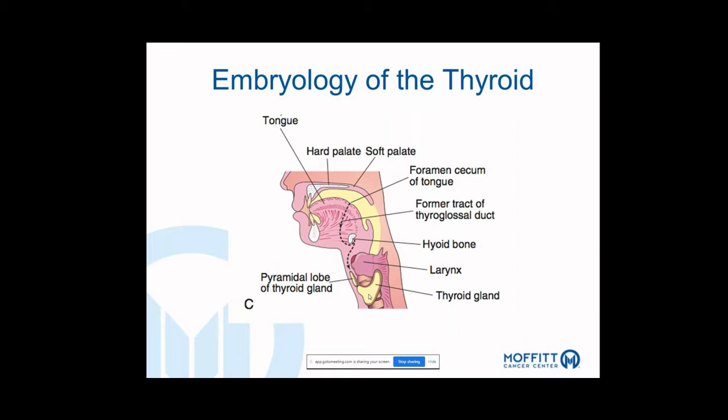Some don't have an isthmus at all. Some have a pyramidal lobe, as you can see here, which is a remnant of the thyroglossal duct. There's also a structure which goes by numerous names, including the muscle of Sommering, and that is attached to the hyoid bone and to the isthmus. And the isthmus also is pretty complicated because it intermingles more with the surrounding soft tissue structures, and I'll show you a little bit about that.